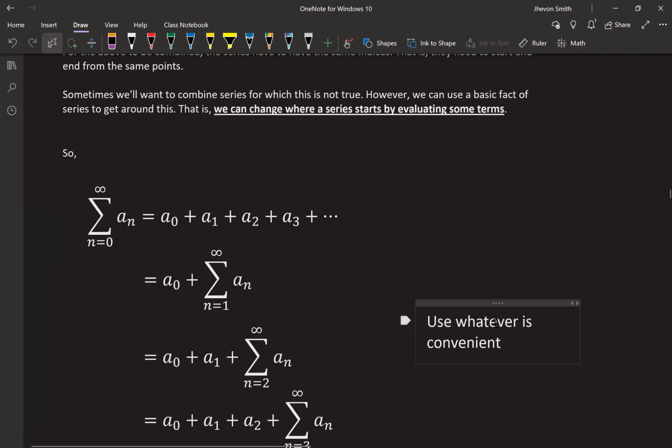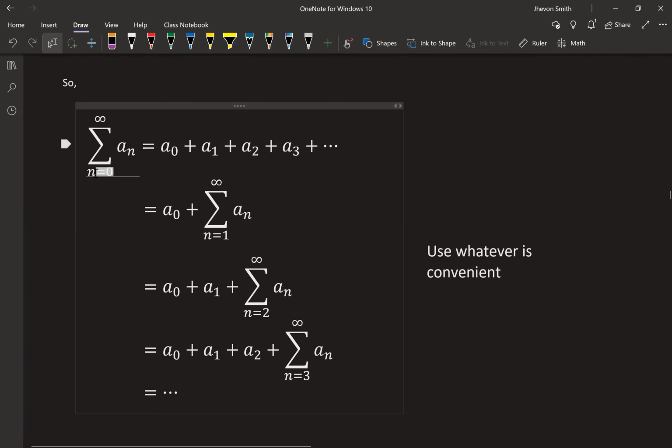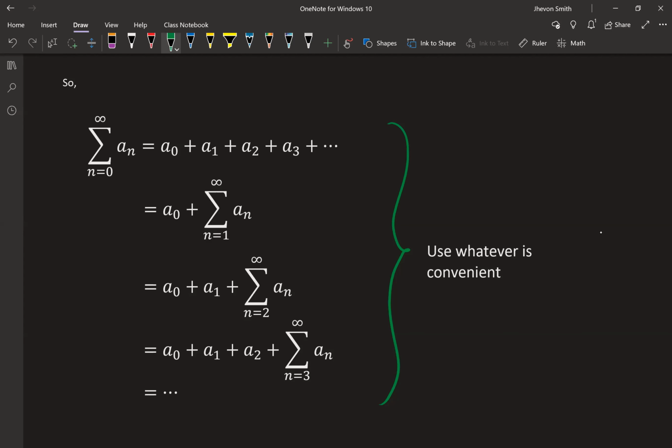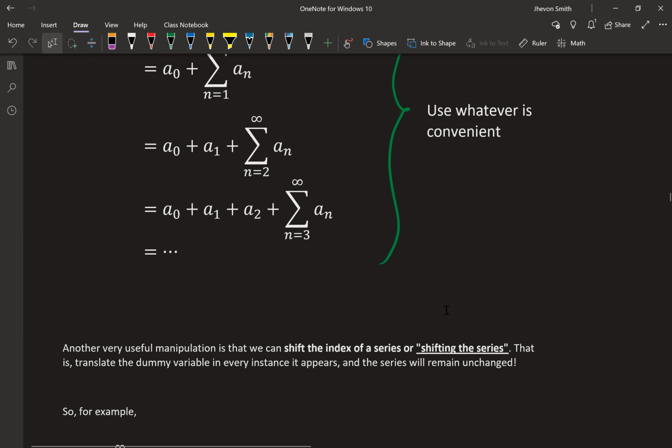Another thing you should know is that you can start a series at a different point by evaluating a few terms. So if I have a series starting at 0, but I don't want it to start at 0, and we'll see situations in which we don't want to start at 0, what I can do is just evaluate the 0 term and start it at 1. Or I can evaluate the 0th and the first term and then start it at 2. Or I can evaluate the 0 and the first and the second and start it at 3, and so on. Whatever is convenient, we can start it off at a different point by just evaluating the first few terms and then starting the series from the next term onwards. That's going to be important later on.